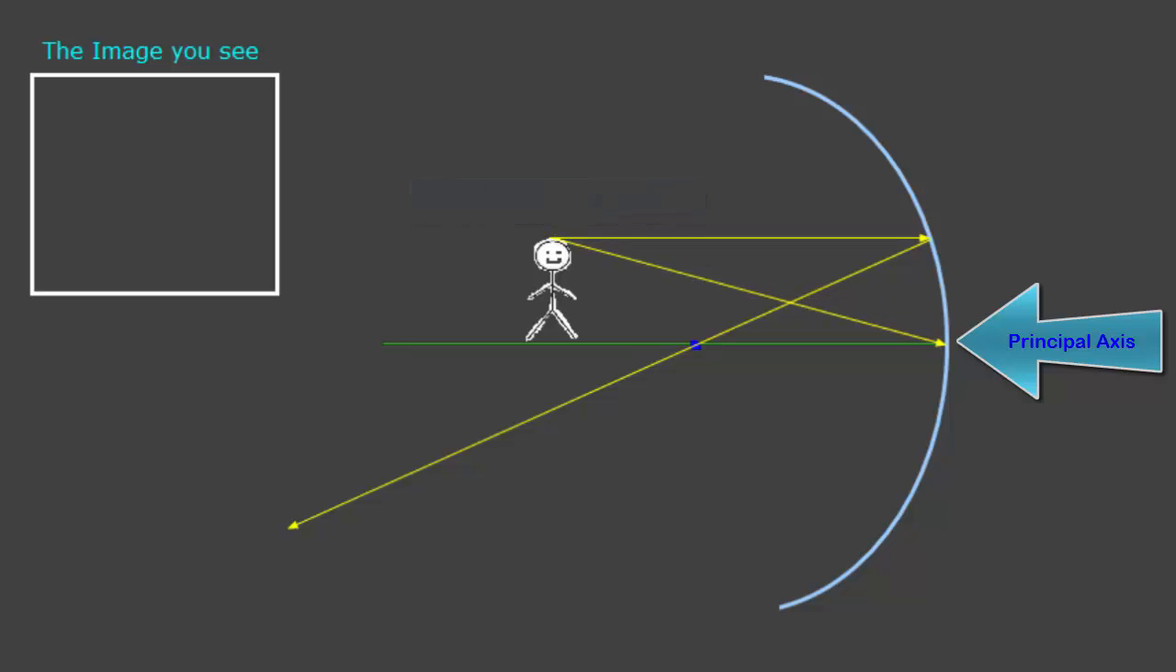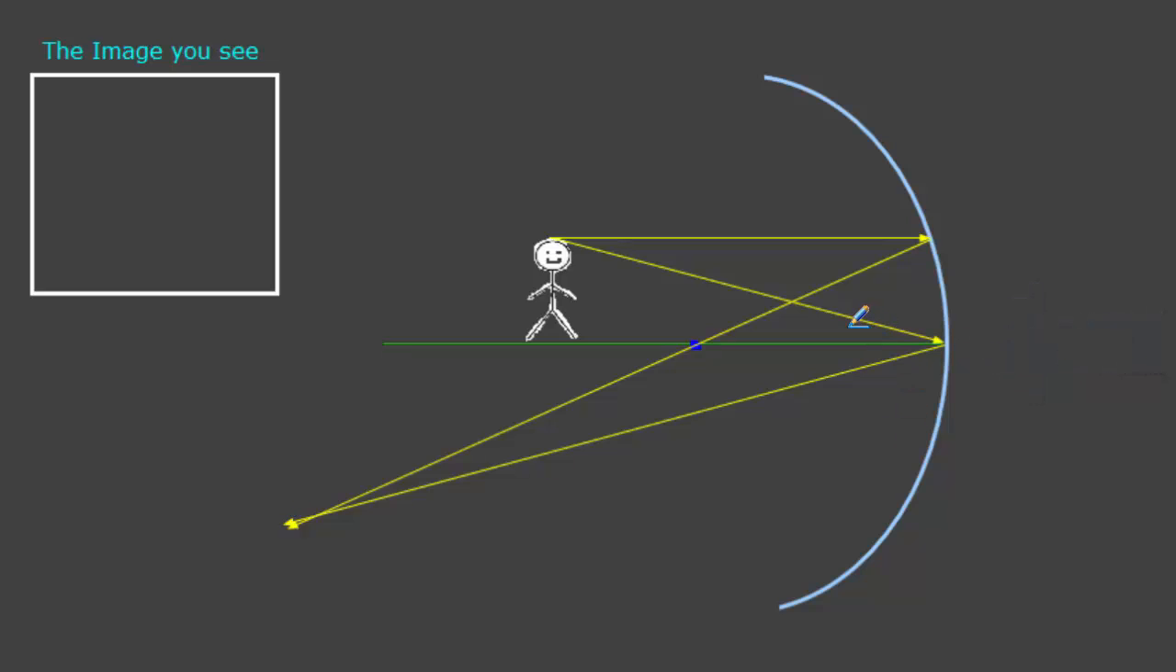Our second ray is going to hit our principal axis, or the point at which it's 90 degrees, and it's going to reflect off on a similar angle, so that the angle of I is equal to the angle of R, because that's just at right angles.